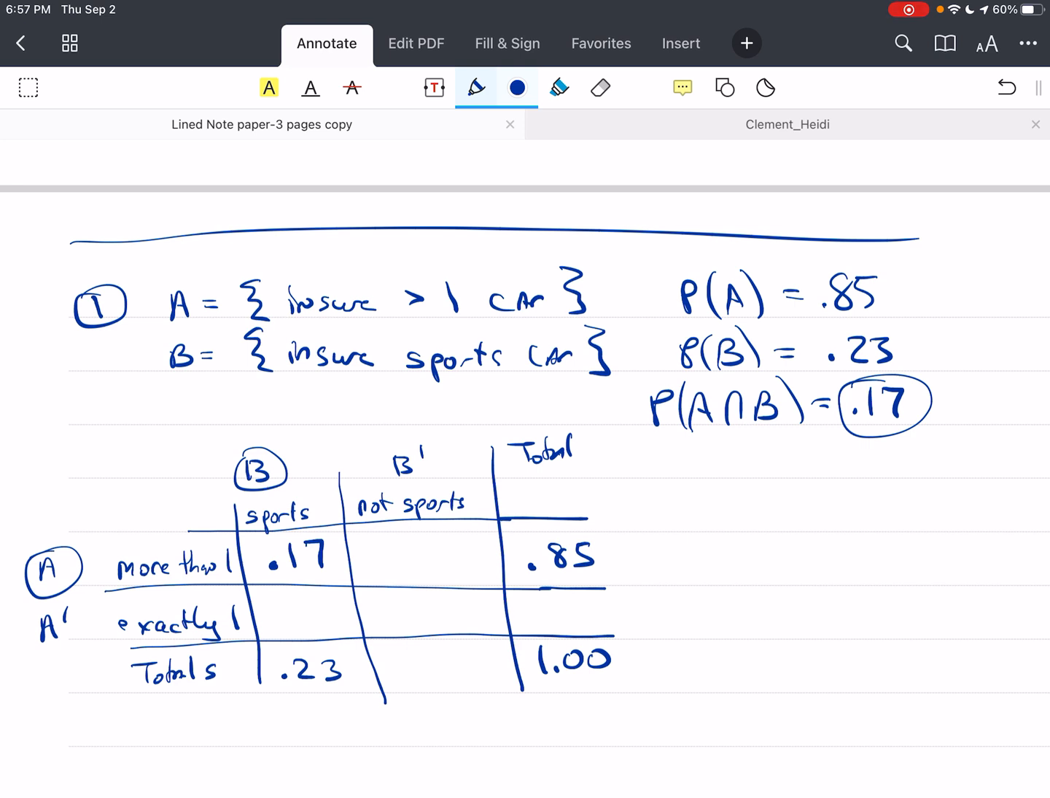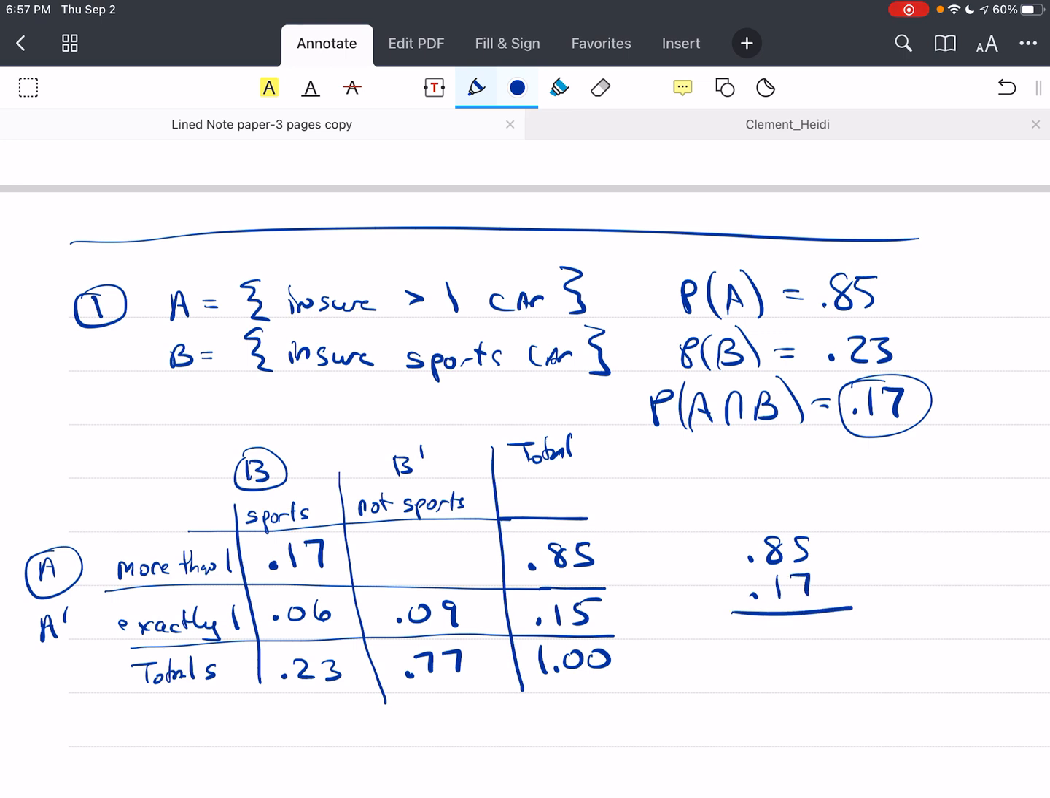So we take 0.23 minus 0.17, that's what, 0.06? So yeah. And then we've got 0.77 here, 0.15 here, let's see, 9, yep. And so 15 minus 6 is going to be what, 0.09? And then higher math here, 0.85 minus 0.17.